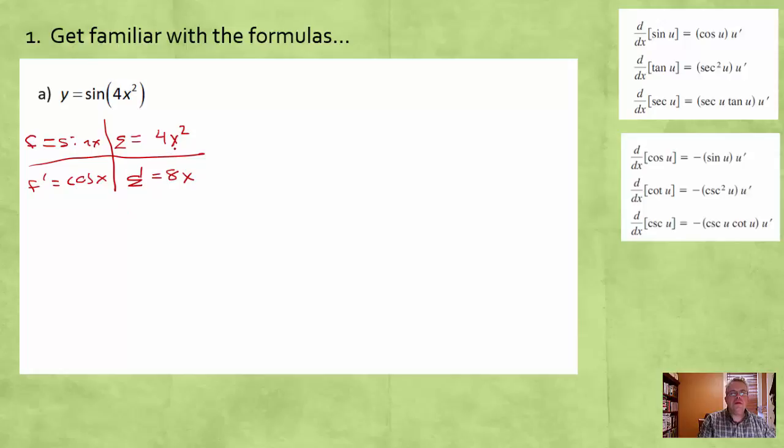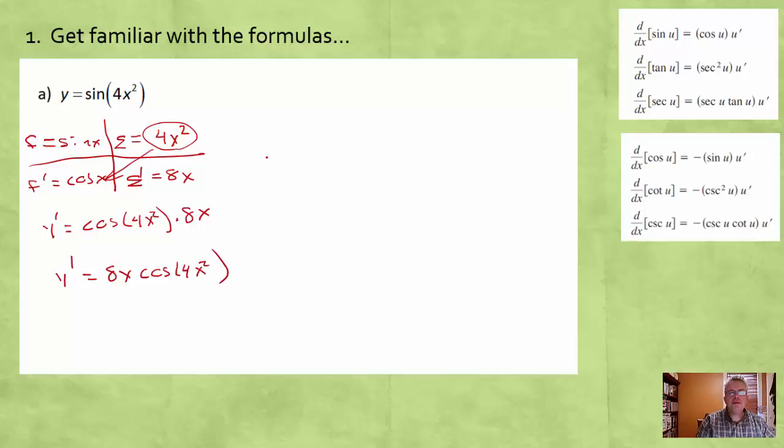Okay, we learned that we put g of x into f prime. So we would have the derivative of y is cosine of 4x squared times g prime, times 8x. And maybe we would rewrite this with the 8x in front. Like that would be done. That's perfectly fine. But we want to learn some shortcuts because we want to be able to do this quickly.